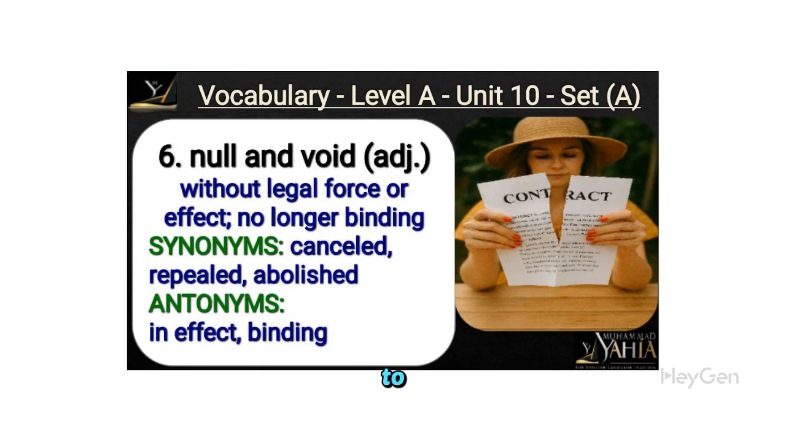Null and void refers to something without legal force or effect, meaning it is no longer binding. Synonyms include canceled, repealed, and abolished. In contrast, antonyms are in effect and binding, indicating a valid and enforceable status.